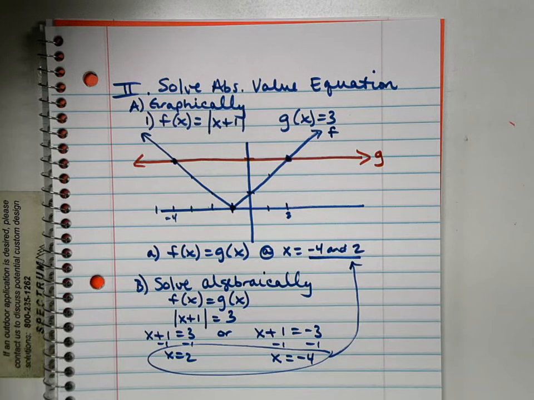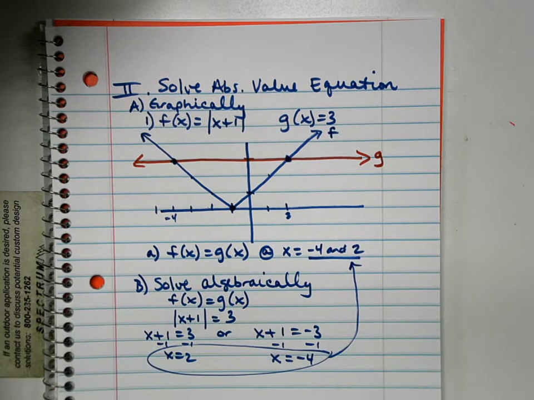It's because of this reasoning: absolute value, what's inside could either be positive or negative. What comes out can't be negative. It has to be just positive, right? But what's inside theoretically could be negative. And so that's why we set up both cases.